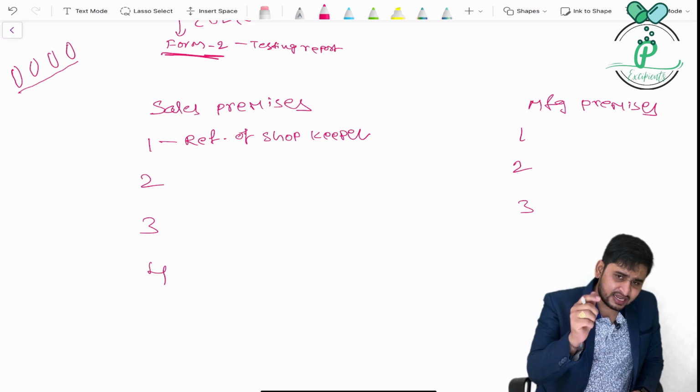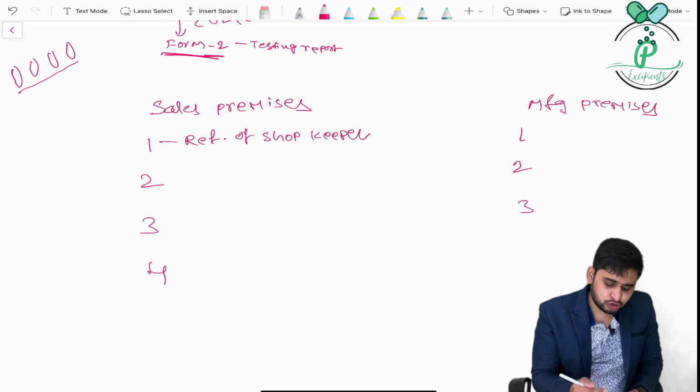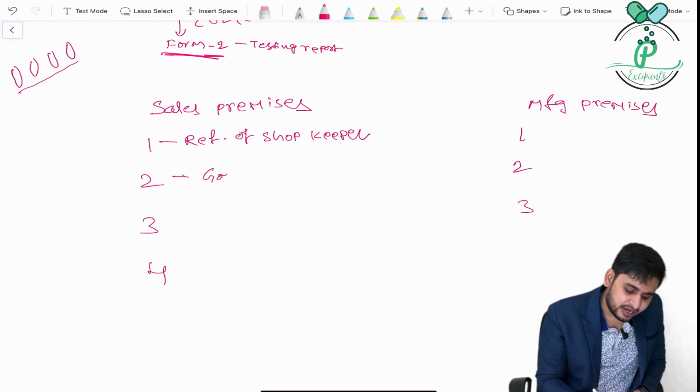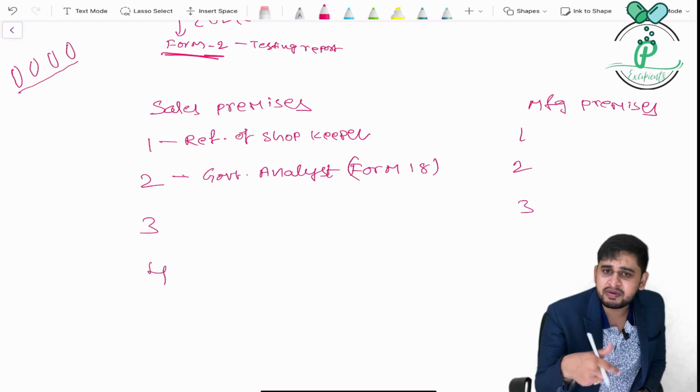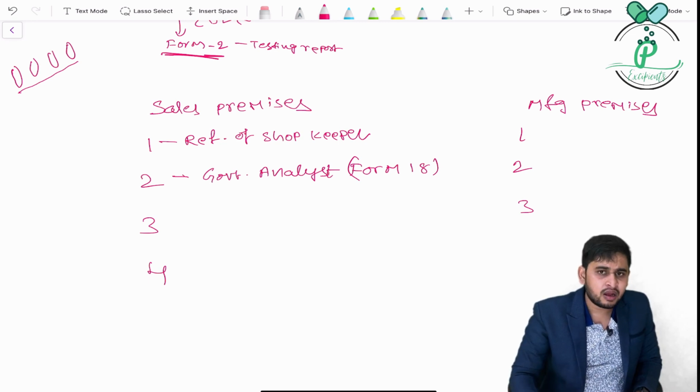So one reference sample will be given to the shopkeeper, and the second one will be given to the Government Analyst on Form 18, along with Form 18. The sample details will be mentioned on Form 18, and one portion will be sent to the Government Analyst for test or analysis, to ascertain the quality of the drug.